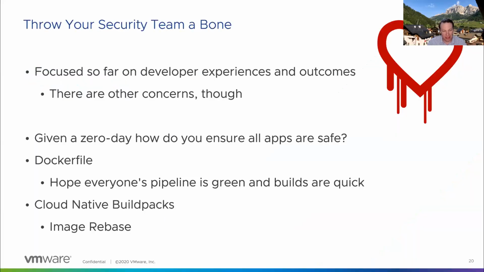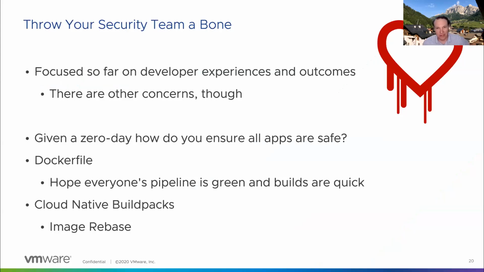So everything we've talked about so far focuses on you, the developer, and the experiences and outcomes to help you build software, right? How you get an application into an image and then an image out onto your platform of choice. But there are other concerns. Your security team has a really rough job. We all hate them because they stop us from doing things. But on the other hand, they make sure that you don't get sued out of existence when a bunch of data is lost. So given a zero day like Heartbleed or something, how do you actually ensure that all your apps are safe?